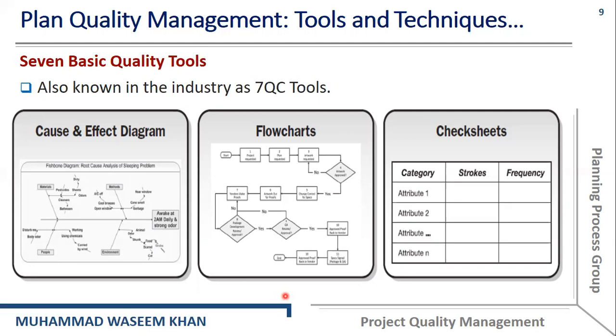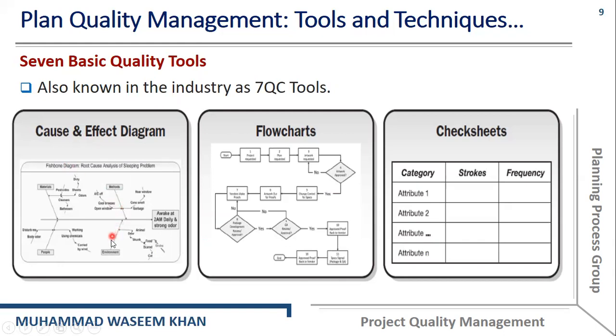These basic tools of quality were established by Dr. Kaoru Ishikawa, who was a Japanese quality guru. The first one is the cause and effect diagram. The second one is the flow chart, and the third one is the check sheet that you can see on your screens. So let's discuss the cause and effect diagram. We call it the fishbone diagram. We call it the Ishikawa diagram as well.